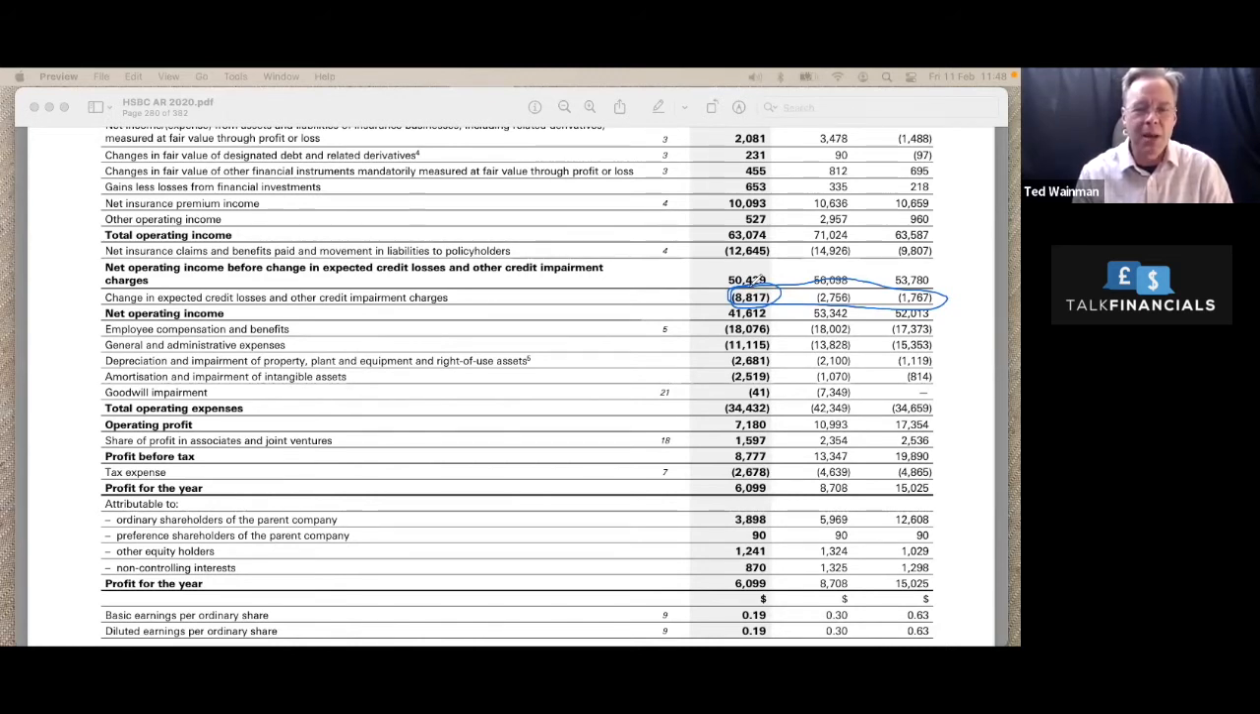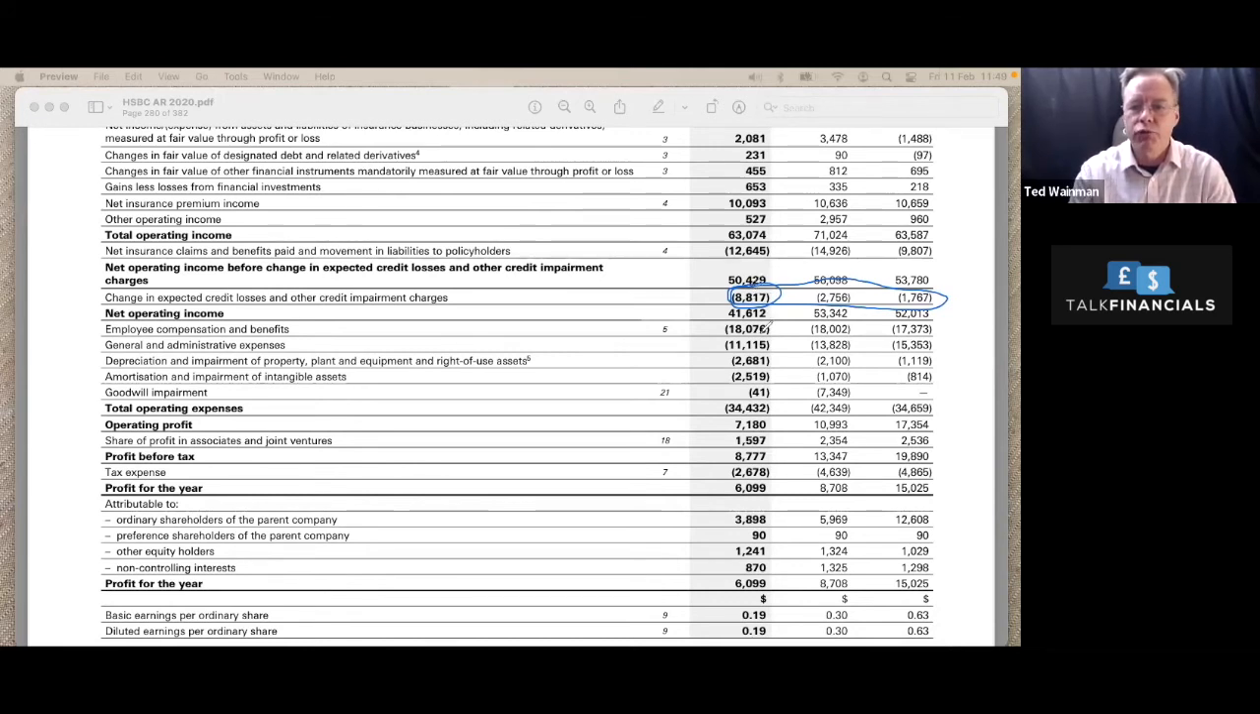We'd expect maybe a little bit of a hangover into 2021, but that should settle down to a kind of long-term average of 2 to 3 billion each year. So net operating income is lower than previous years. And I think that looks fairly pandemic related, which means that it is temporary.